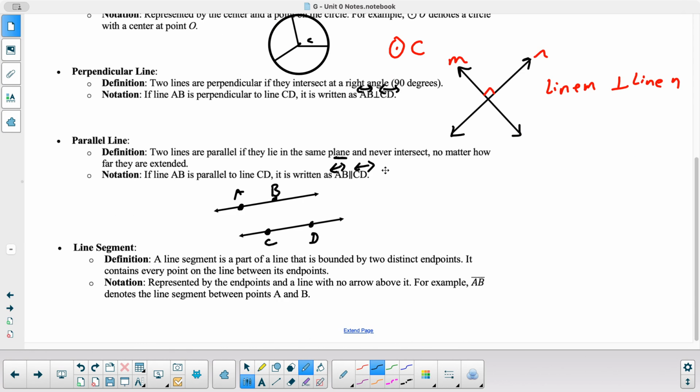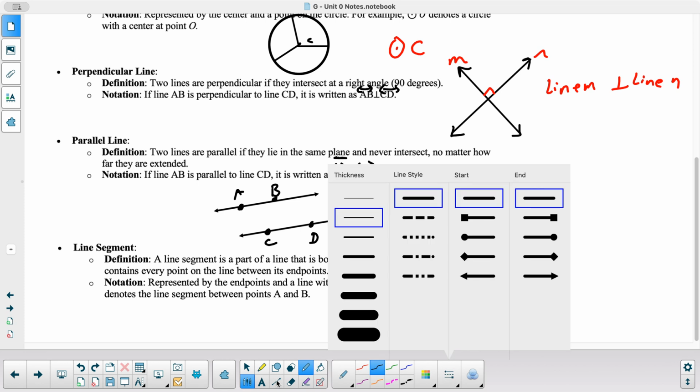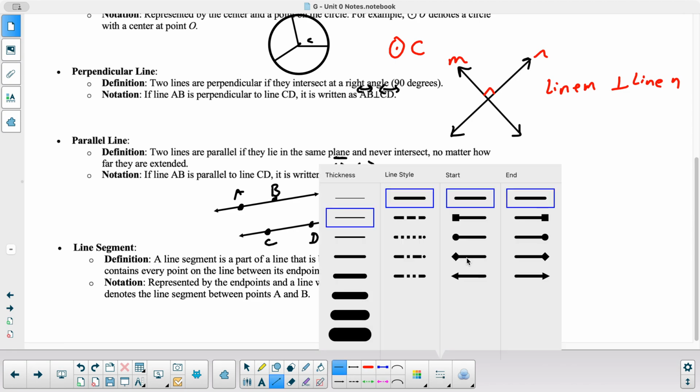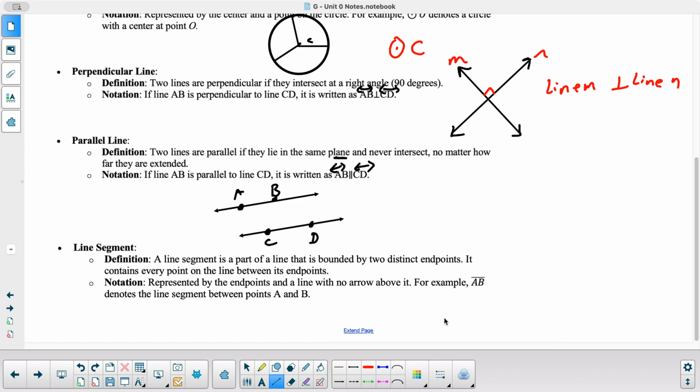Okay. A line segment is part of a line that's bounded by two distinct endpoints. It contains every point on the line between its endpoints. So a line segment has endpoints. So it would look like this. And you always name it with the endpoints. You can't use any point on the line like you can up here when there's arrows. So if this is AB, right there, this is how you would write it here. Segment AB with the line above it. Okay.